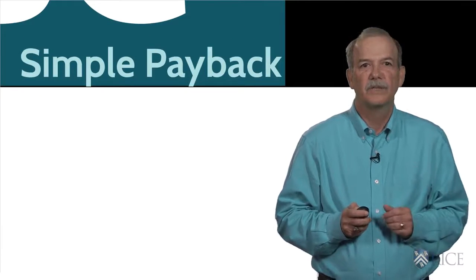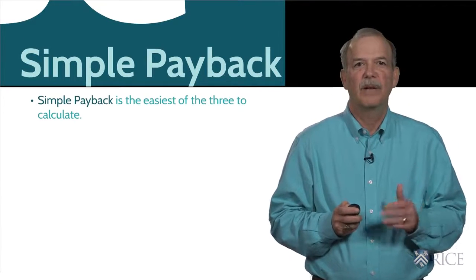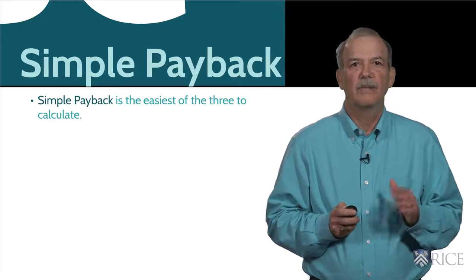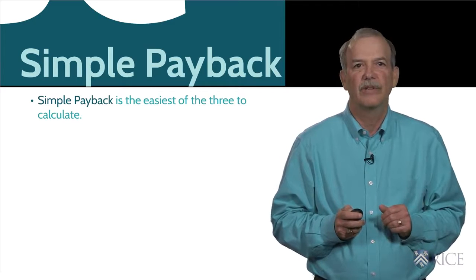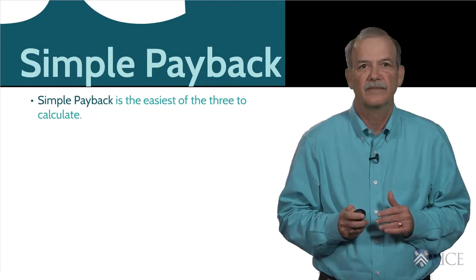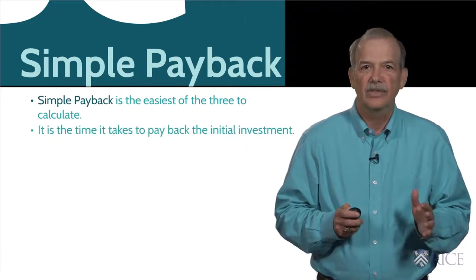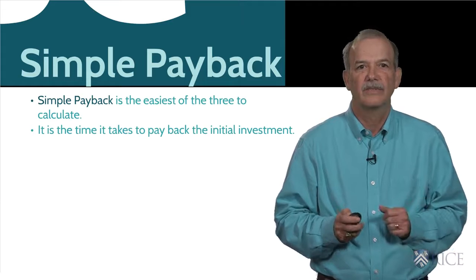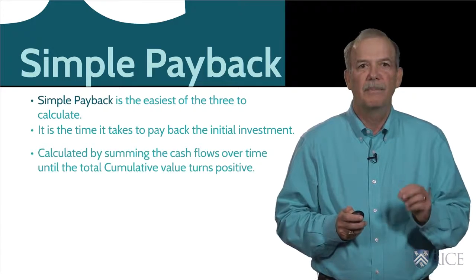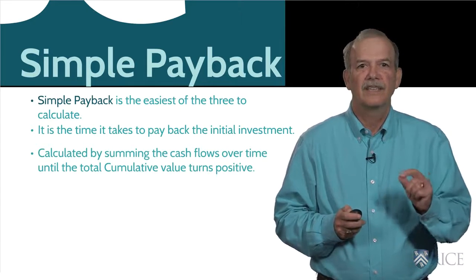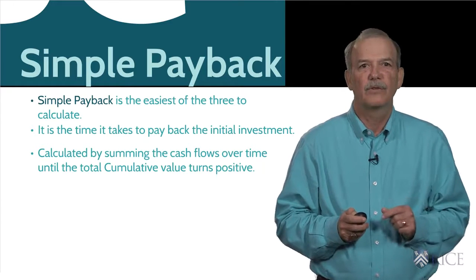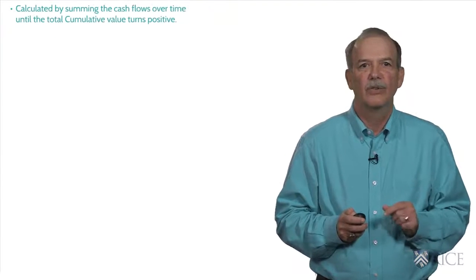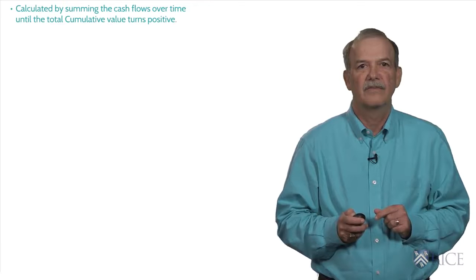The first and simplest method is the simple payback method. This is probably the method most of us use when we evaluate our own investment decisions. It does not take into account the cost of cash, nor does it calculate the return on the investment. The simple payback method is calculated by summing the cash flows over time until the cumulative total value turns positive.